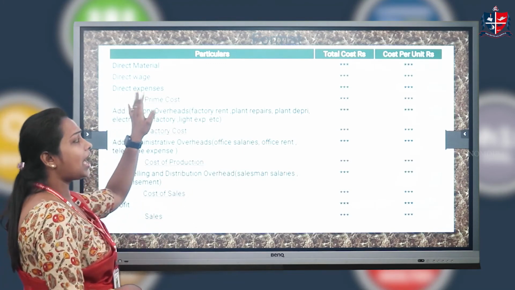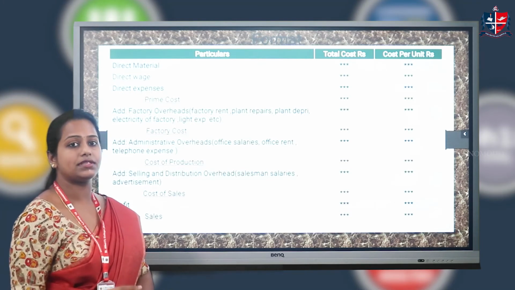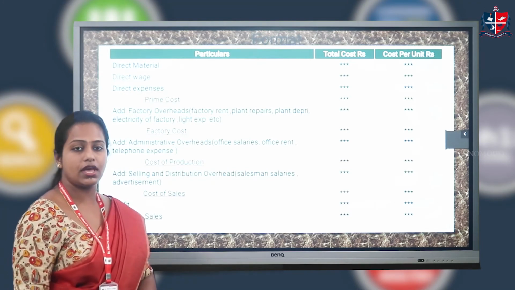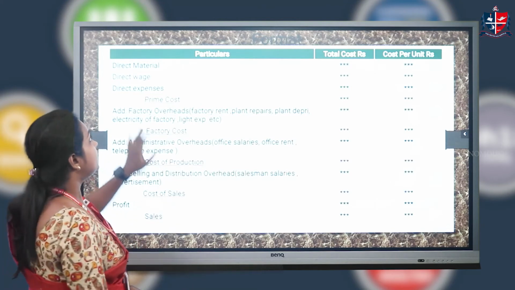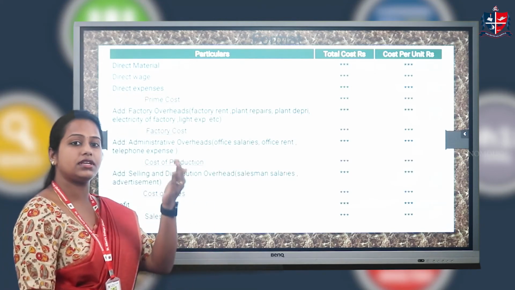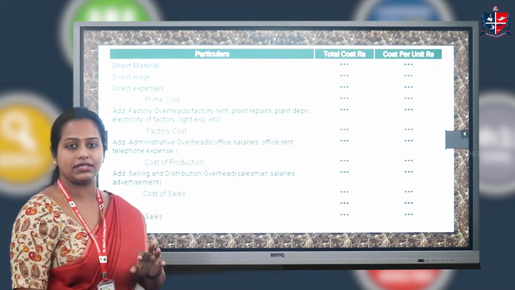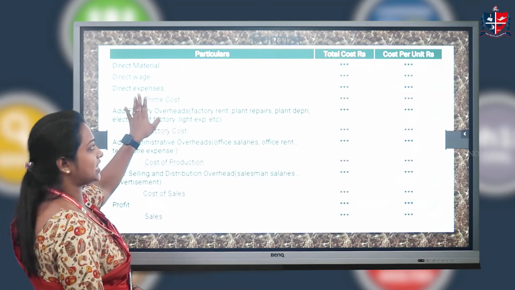As we have discussed, what is material, what is labor, and what are expenses, all these components we have discussed. So when we prepare a cost sheet, we have direct material and indirect material. Here we are first taking the direct material, direct wage, and direct expenses.